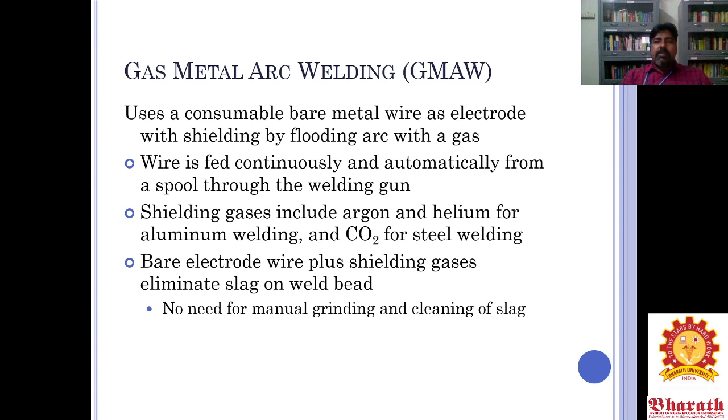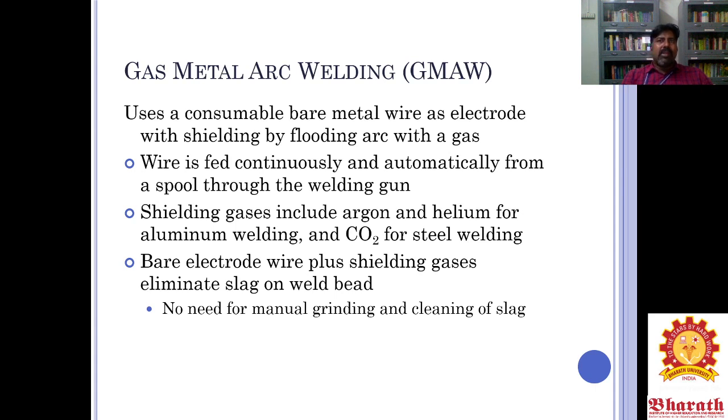Next, come to gas metal arc welding. This uses a consumable electrode, and it is otherwise called metal inert gas welding, MIG welding. In this arc welding, the electric arc is produced between a consumable metal electrode and the workpiece. During this welding, the electric arc and welding zone are surrounded by an inert gas.